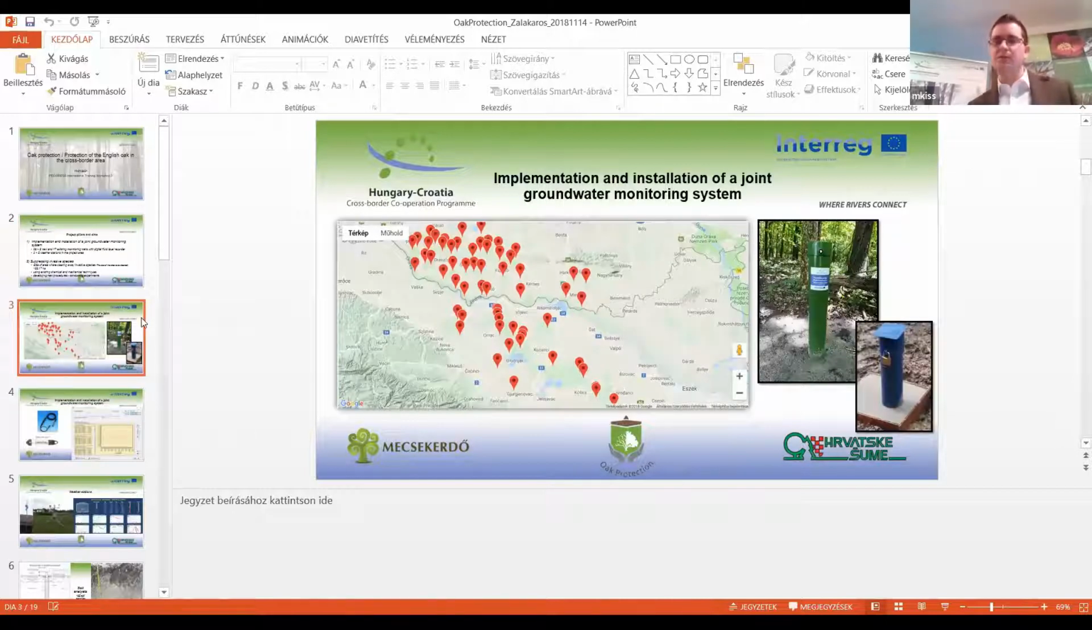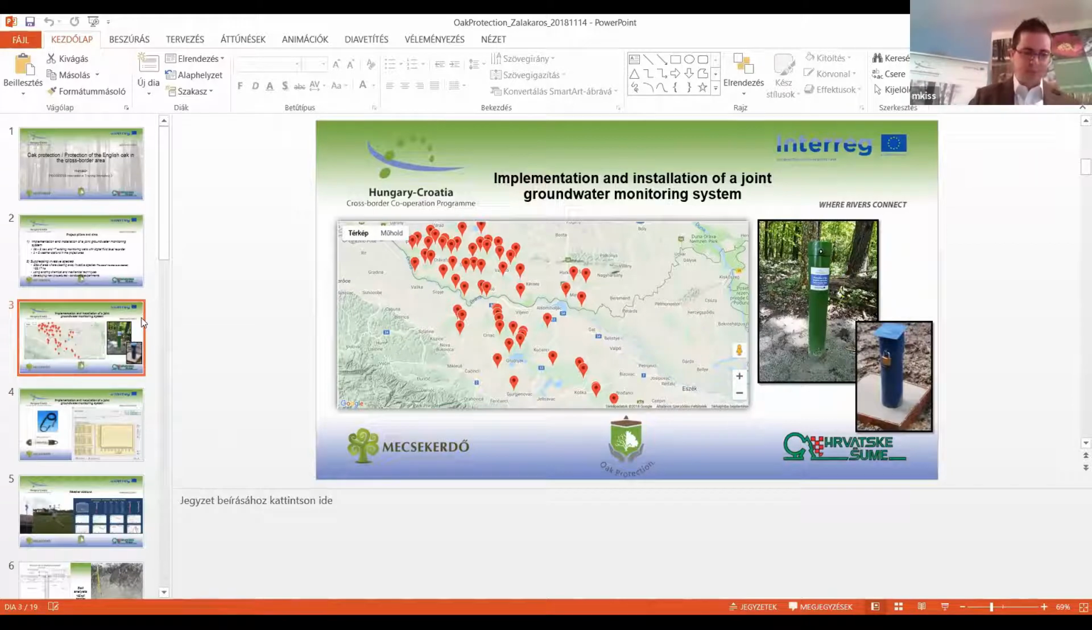As I said, the first step was installing the groundwater monitoring system. We installed 43 new wells and we cleaned the existing wells. Thus the total system consists of 60 measuring points. Their average depth is 10 meters. You can see the locations of the wells and some completed wells with special logos for safety and program logos.